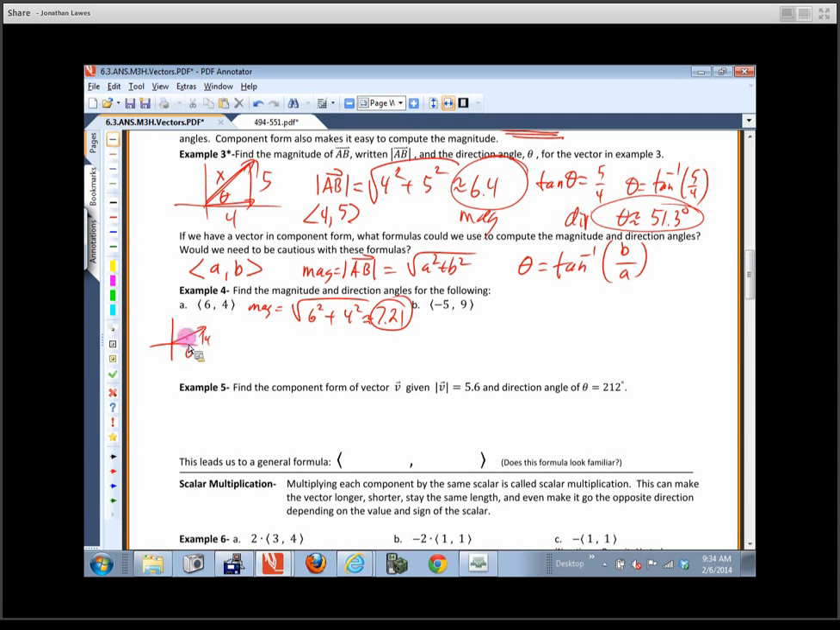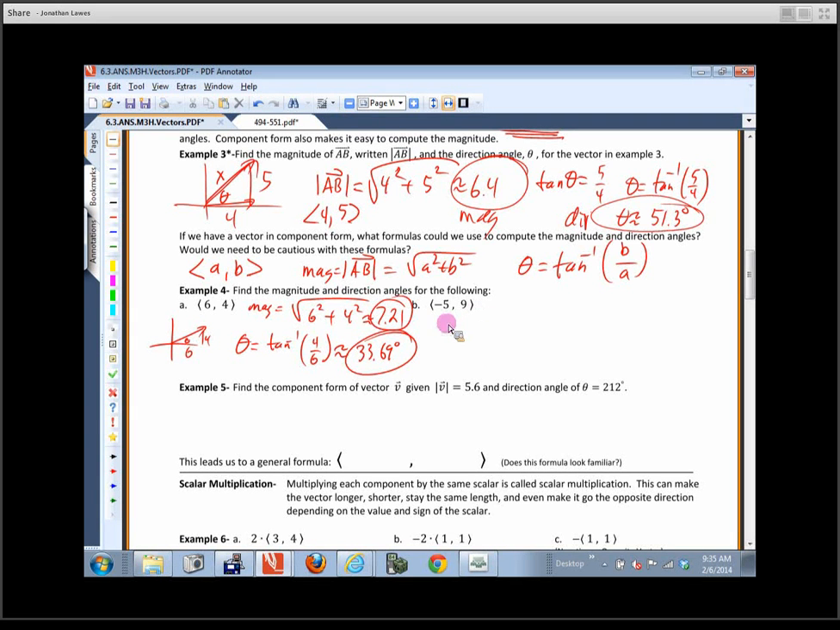If I want theta, if I want the direction angle, our little formula says we can do tangent inverse of vertical component over horizontal component. So that would be 4 over 6. We're expecting an answer smaller than 45, right? Because the opposite side is smaller than the adjacent side. And what did you get? 33.69? 33.69 degrees. Okay, everybody good there? Does that look good? Think it works? Okay, will it work for this one?